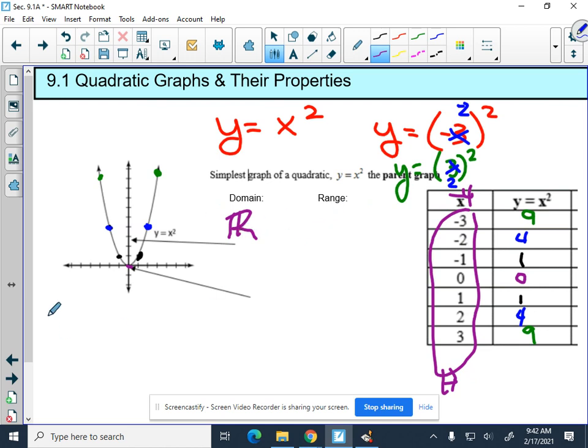But the range, however, does the graph ever go below this line here? So the range is y is greater than or equal to what? What's the lowest it gets? 0 is the lowest it gets. Okay? And we've seen that before. Y is greater than or equal to 0.